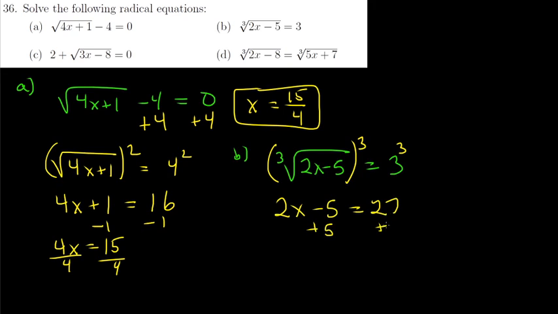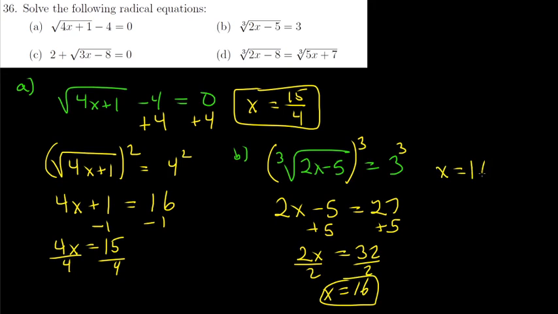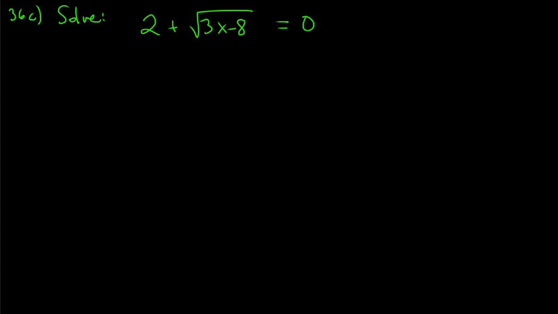Okay. Add the 5 to both sides, and you get 2x equals 32. Divide by 2. You get x equals 16. So, yep, for part B, x is 16, as you can check. Okay, part C, we want to solve for x again. 2 plus the square root of 3x minus 8 equals 0.